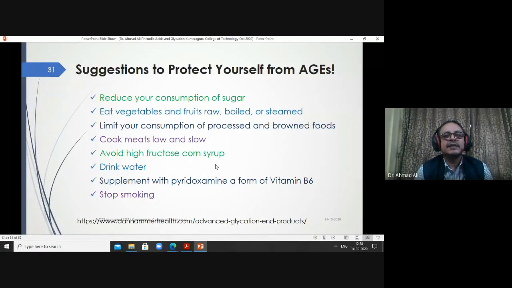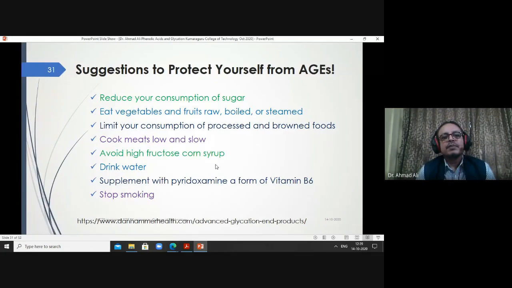Brown foods, as I mentioned, that browning of food is basically because of the reaction between the carbohydrates and the proteins. Cook meals low and slow. Avoid high fructose corn syrup, because fructose is more potent in glycation as compared to glucose, because it is more reactive than glucose. Drink lots of water to get rid of your AGEs through urine.